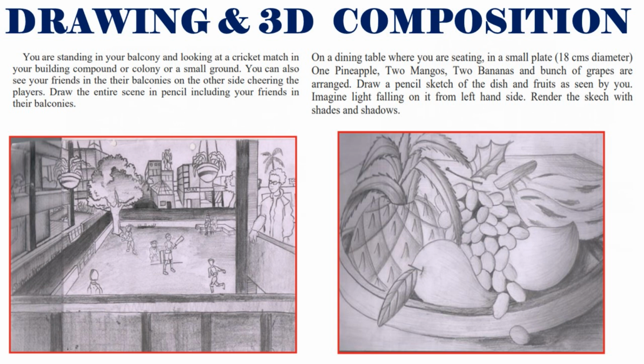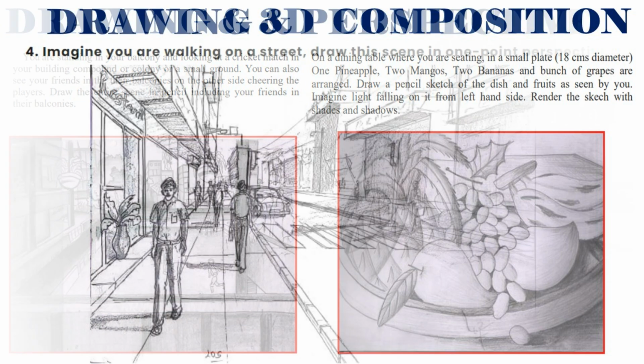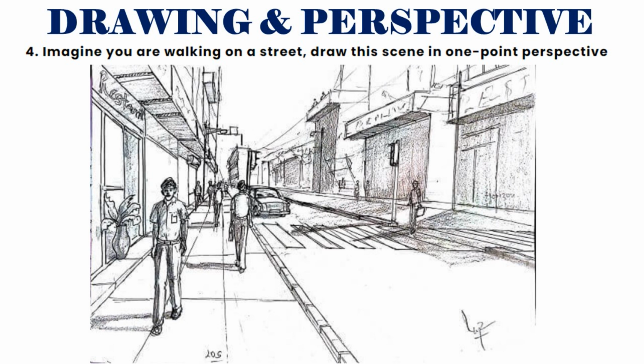So for 3D drawings you should be prepared with human figures, perspective drawing, then building sketches, then realistic tree drawings. Okay, so now discussing perspective drawing, the question that has been asked is, imagine you are walking on a street, draw this scene in 1-point perspective. Okay, we will be discussing 1-point perspective in an upcoming video, but as you can see, the man has incorporated human figures, the plants, and then the cars, etc. If you look at the detailing, it is done very beautifully.